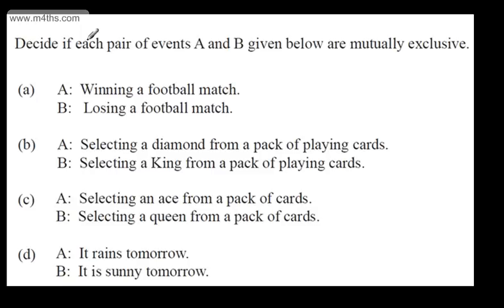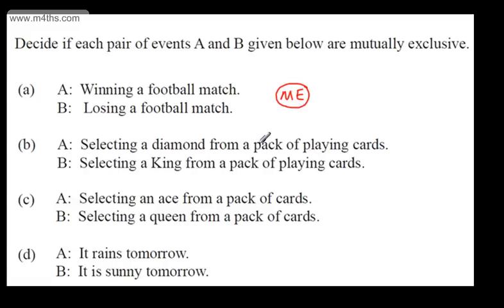We're asked to decide if each pair of events, A and B, given below, are mutually exclusive. So if they're mutually exclusive, they can't happen at the same time. Can these happen at the same time? Winning a football match and losing a football match. They can't happen at the same time, so these are said to be mutually exclusive. Those two things can't occur at the same time.